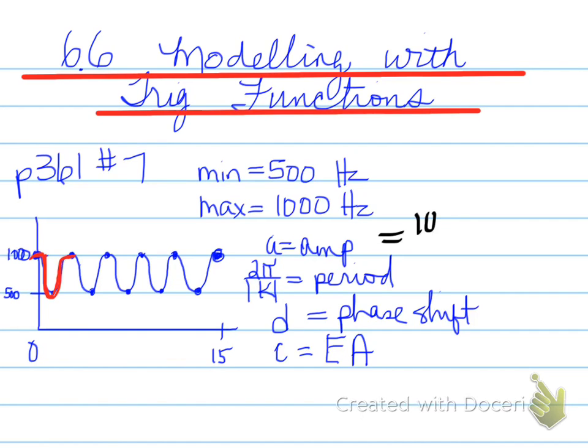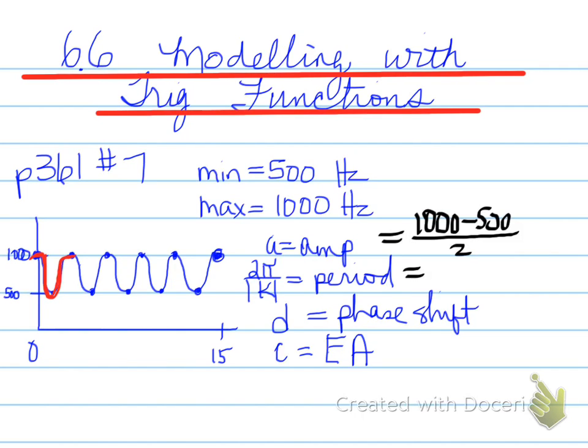So we need to find the equation of this function. First, we find the amplitude, which is a max minus the min divided by 2, which will turn out to be, in our case, 500 divided by 2, which is 250.